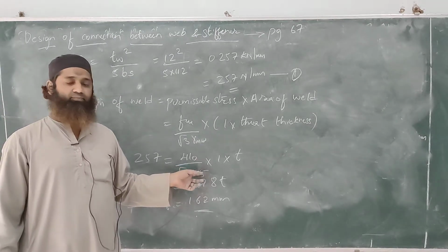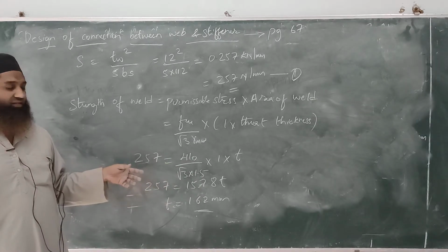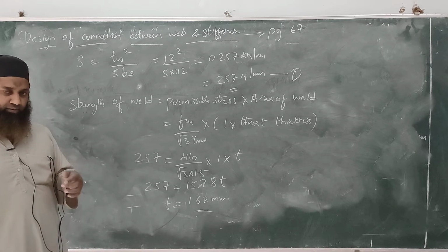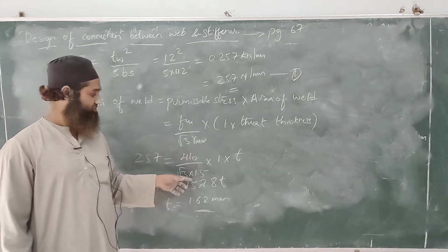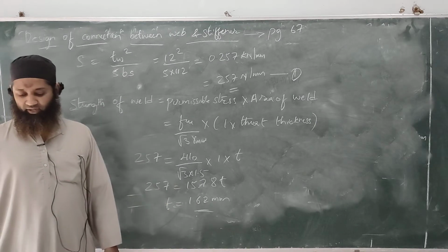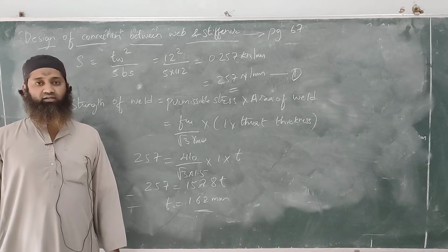This is whether the weld is a fabricated weld or a site weld. It is given in the clause in table 30. You can check that from there. So I've just substituted those values, and I've got T equal to 1.62 mm. Throat thickness is T is equal to 1.62 mm.